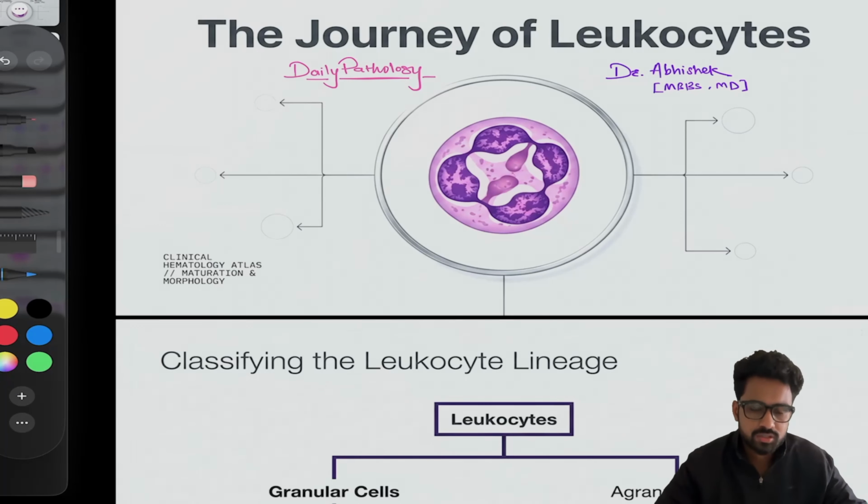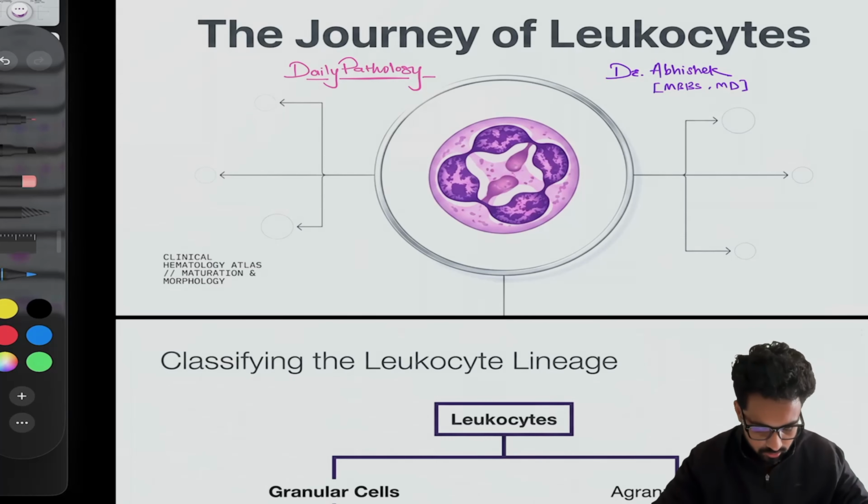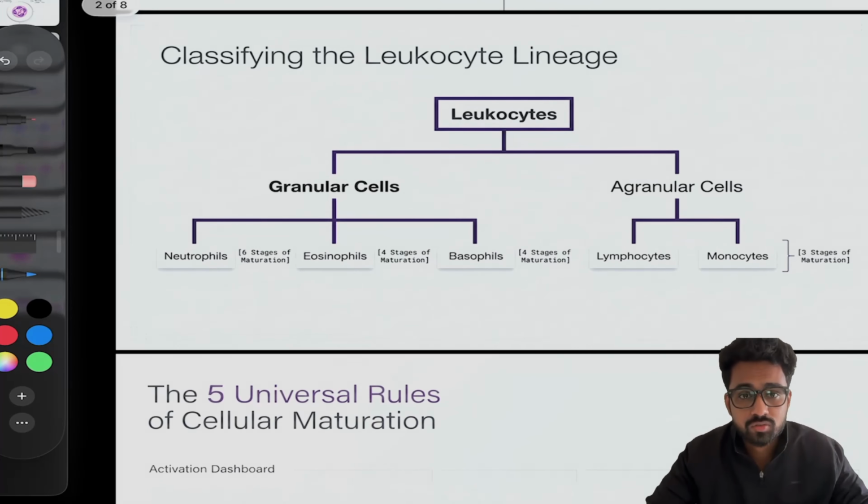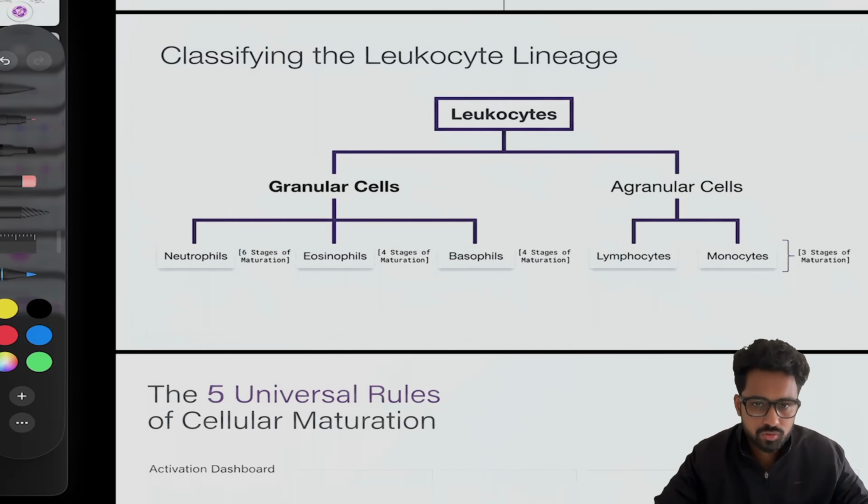So today's topic is journey of leukocytes. We will learn how the leukocyte matures and what is left shift in peripheral smear, as well as what is right shift in peripheral smear in this video. So let's start. First is classification of leukocyte lineage. Very important, you should know this.